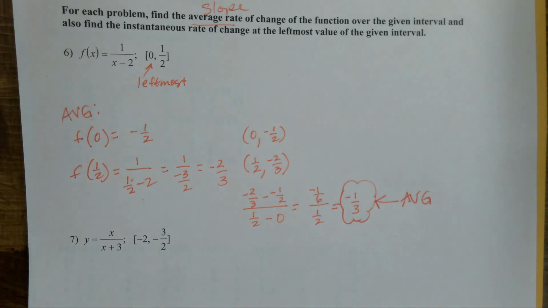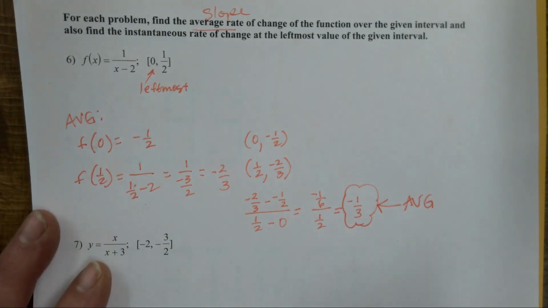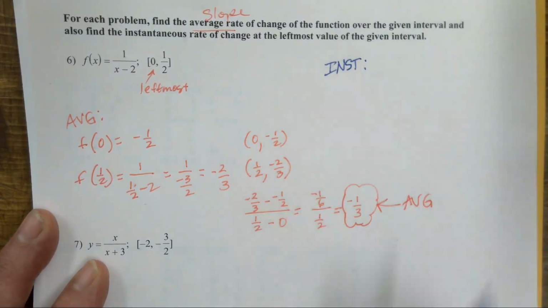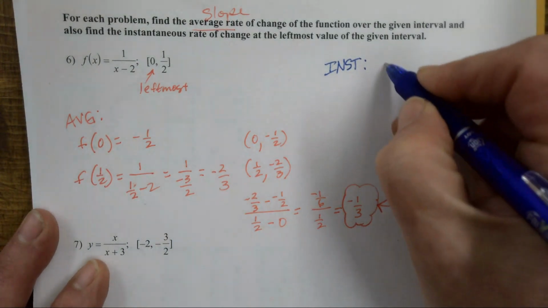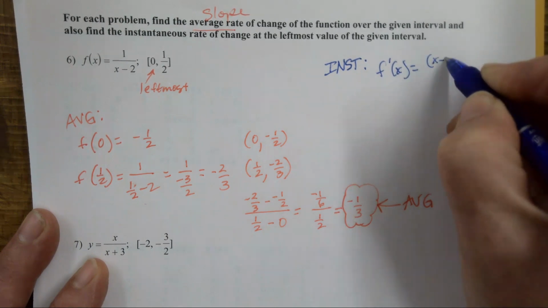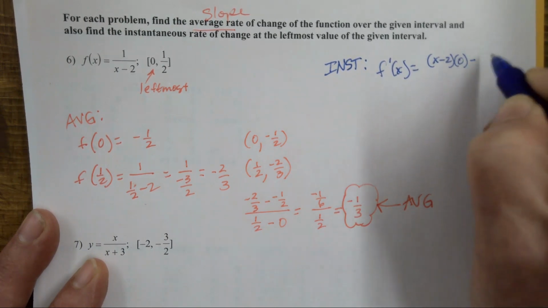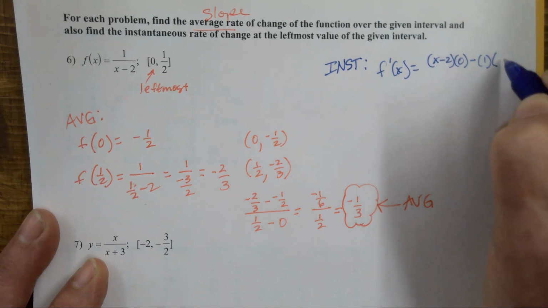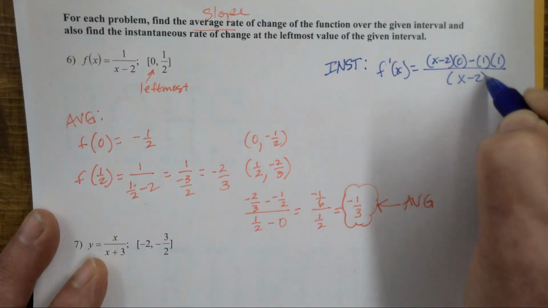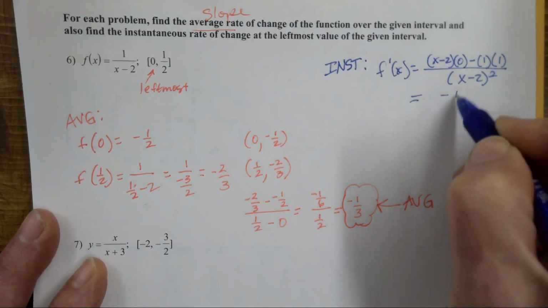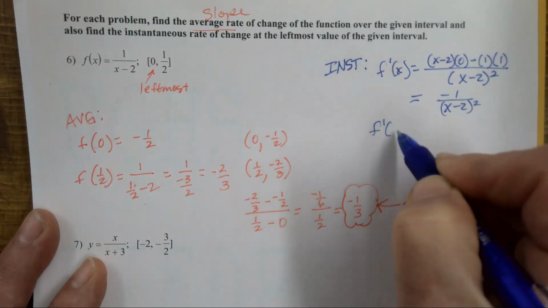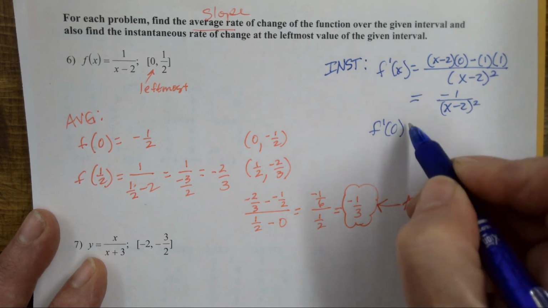Now I'm going to do my instantaneous. That means first find the derivative. Low d high minus high d low over low, or -1 over x minus 2 quantity squared. Evaluate at the leftmost.